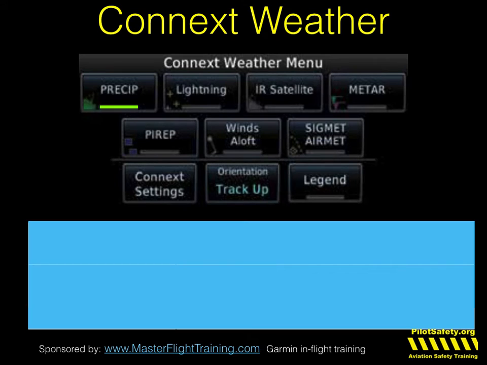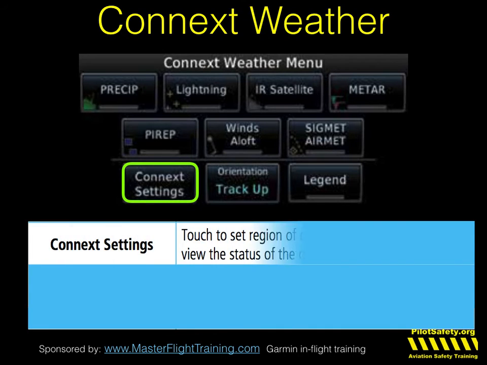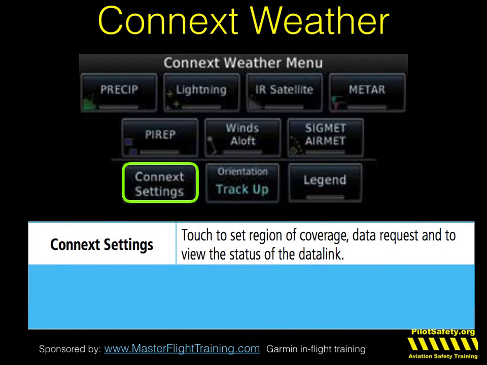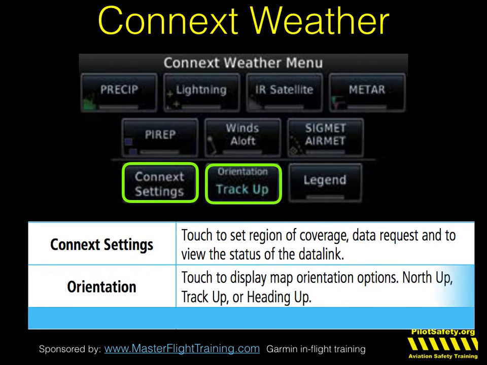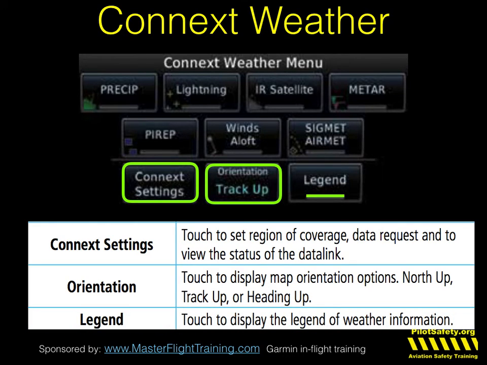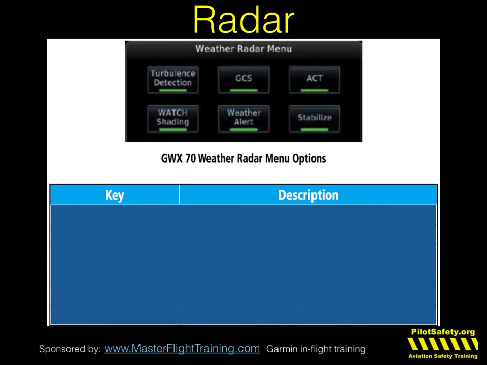Connext weather, which is internet weather through an Iridium satellite phone, Iridium data, or XM. You can turn it on, off. You can set the region of coverage, the data request, and the status of the data link. Again, orientation is, like I said, I prefer track up. And the legend. I always like the legend on for weather and radar.